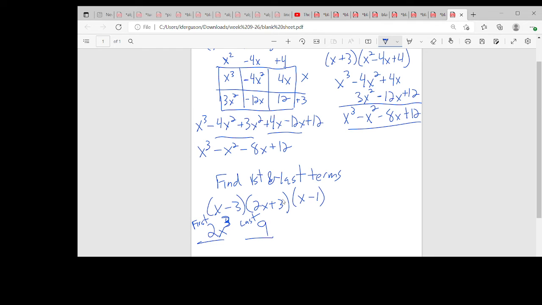Negative 3 times positive 3 times a negative 1. The negatives cancel each other out. 3 times 3 is 9. That's it. Positive 9. All I did was multiply the numbers, then multiply the variables. Negative times a negative. That's negative 3. That's negative 1. The 1 didn't change anything, but the negative canceled the other negative out. That's why it was positive. All right. Does anybody got any questions on that?